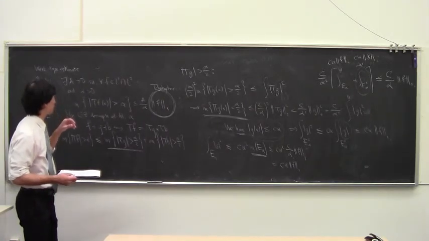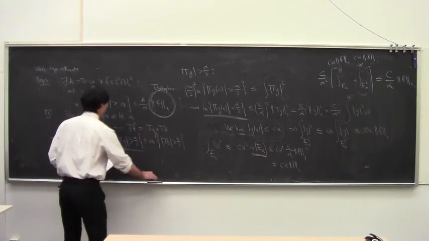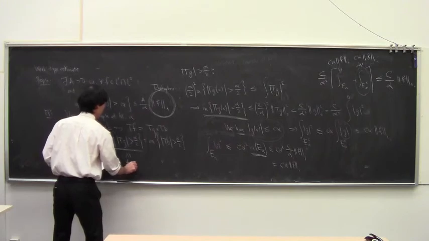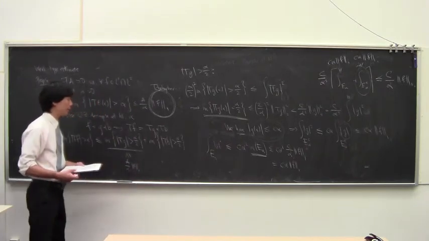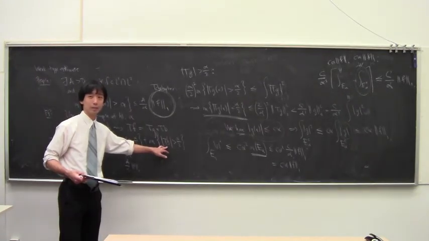So altogether, this thing is controlled by A over alpha times the L1 norm. And the next thing we need to do is show this part for the bad function.